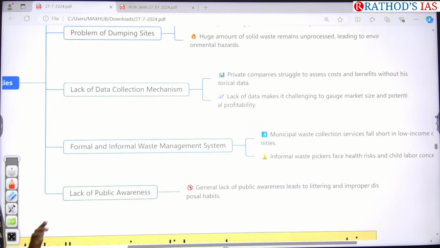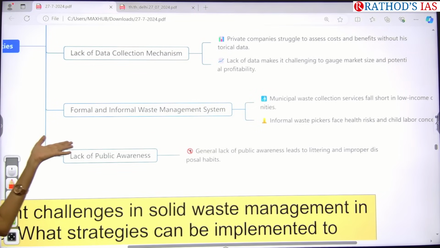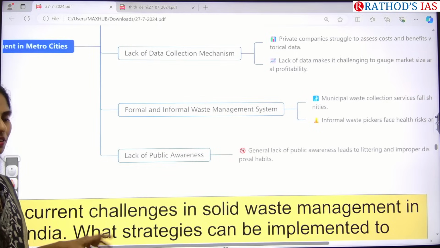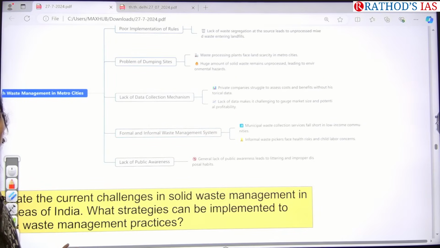And the next one is the lack of a data collection mechanism, the formal as well as informal waste management system, and even the lack of public awareness. So these are some important issues that we are facing with solid waste management in India.